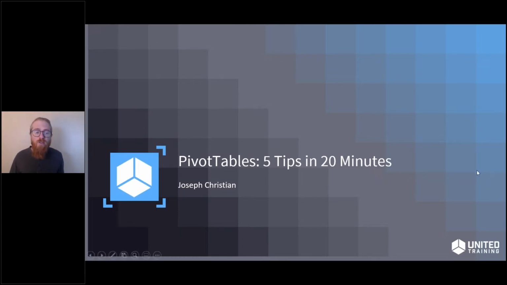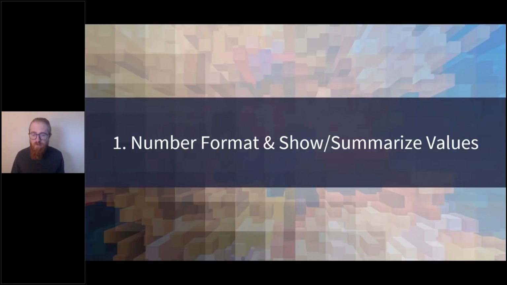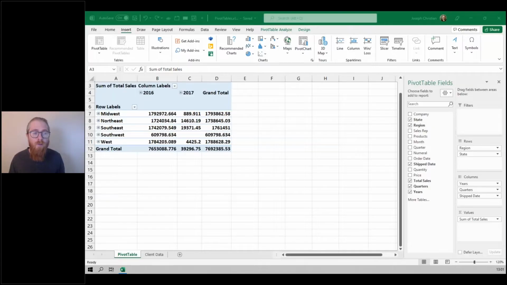So the first thing that we're going to look at here with pivot tables is working with number formats and how to show and summarize values. And that might sound like a lot, but there's different ways that we can look at our data in a pivot table. So let's go ahead and pull up a pivot table here. Now I've got a really basic pivot table here set up for us, okay? And notice we've got it organized by regions and years.